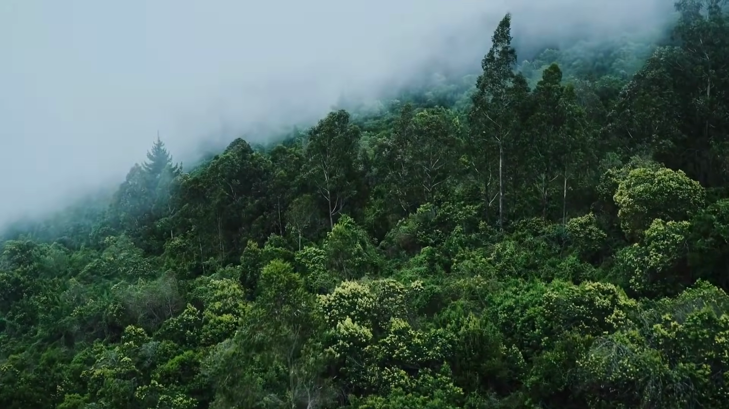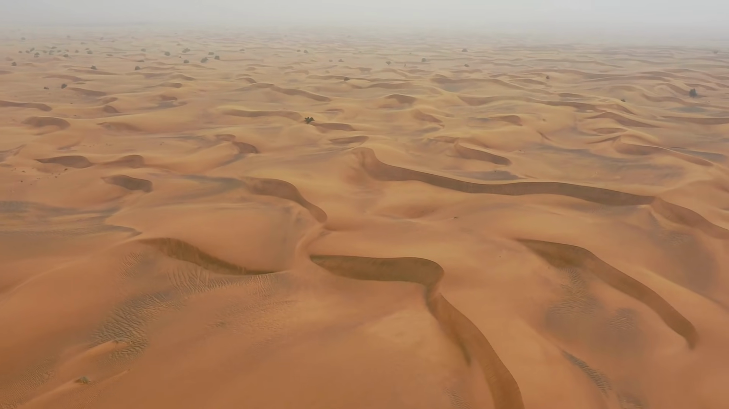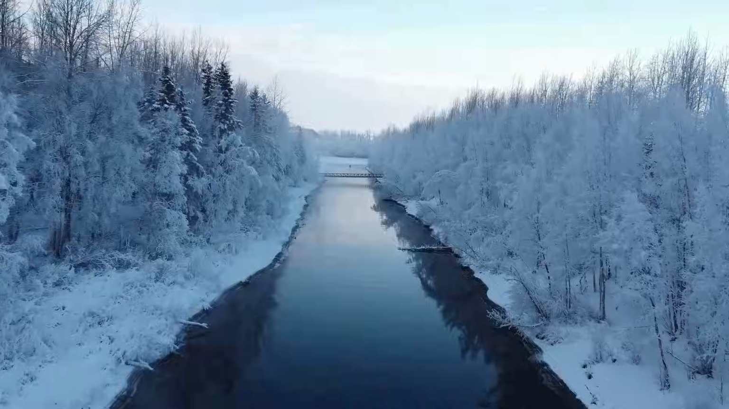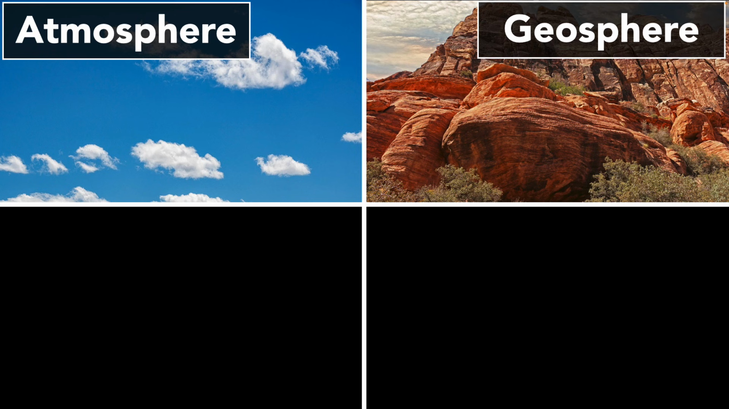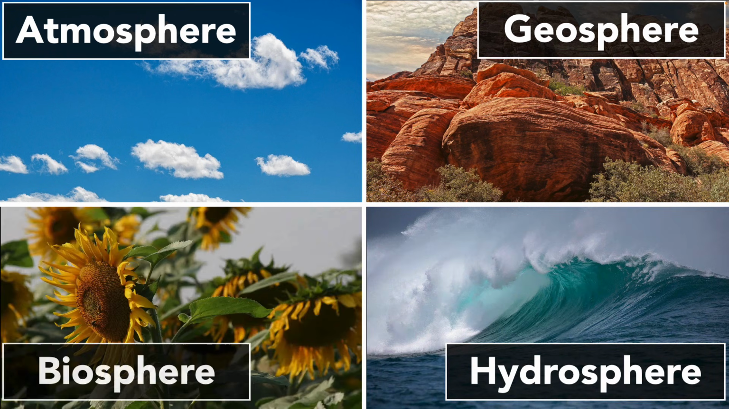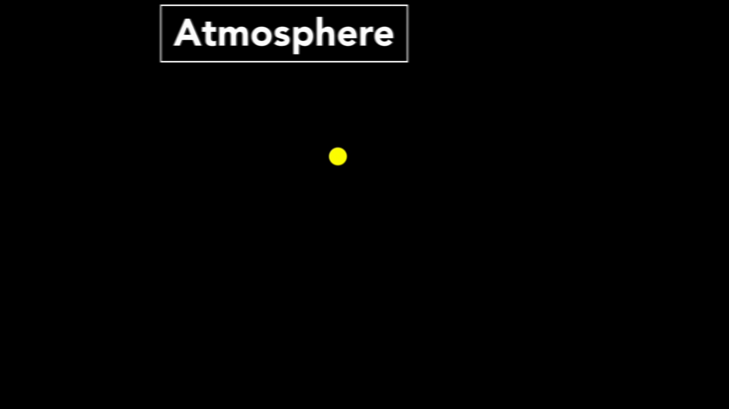Our planet has incredible diversity, but no matter where you look, every single place on Earth is shaped by the same four major systems: the atmosphere, the geosphere, the hydrosphere, and the biosphere. Let's learn what these systems are and how they interact with each other using a real example of how the Hawaiian Islands formed. Let's start with atmosphere.